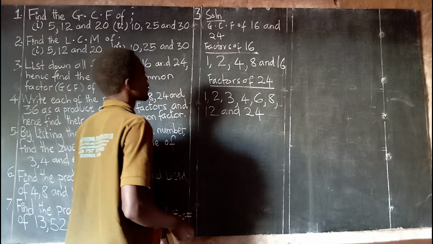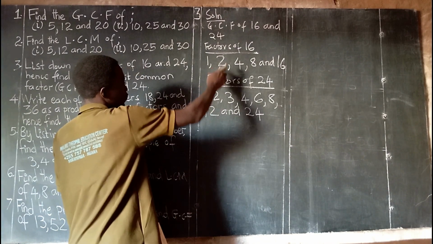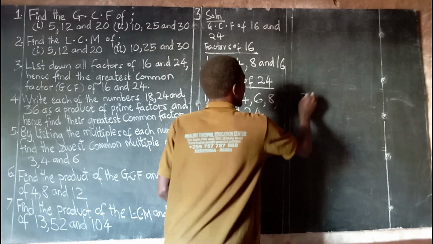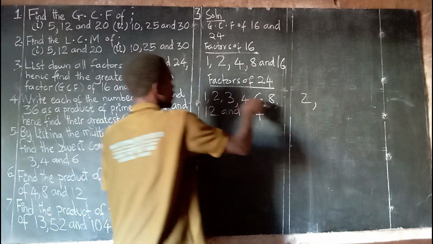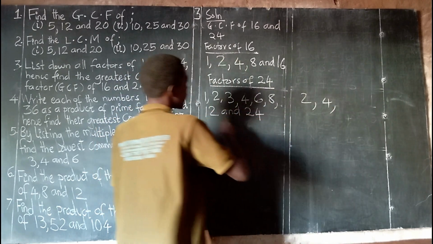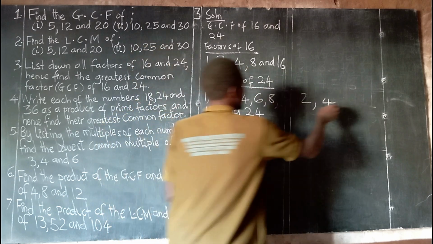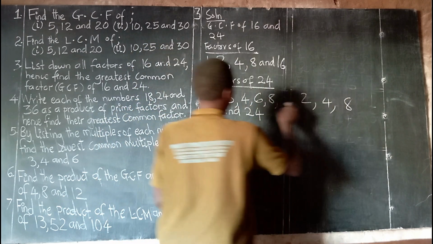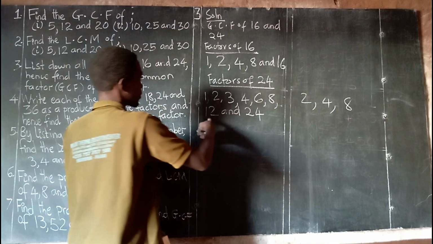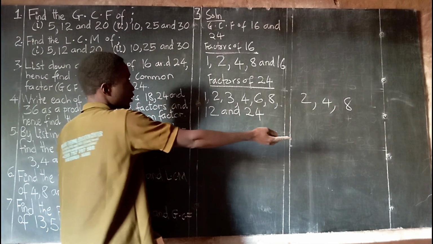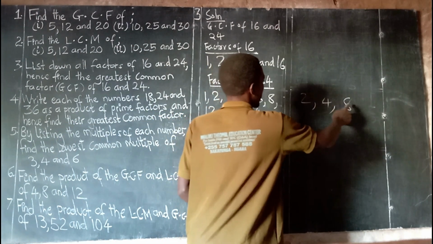So here, the common factors we have: 2, it is common to both numbers. We have 4, it is common. We have another factor which is common, 8. 8 also is common. There is no extra factor. So we have 3 common factors: 2, 4, and 8.